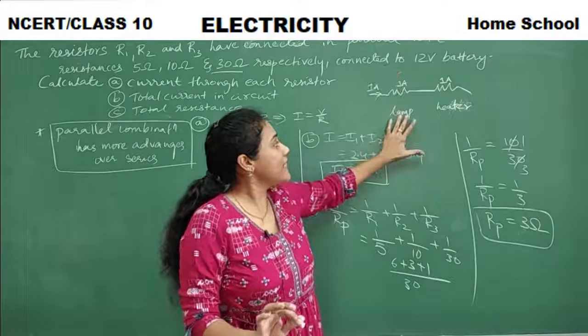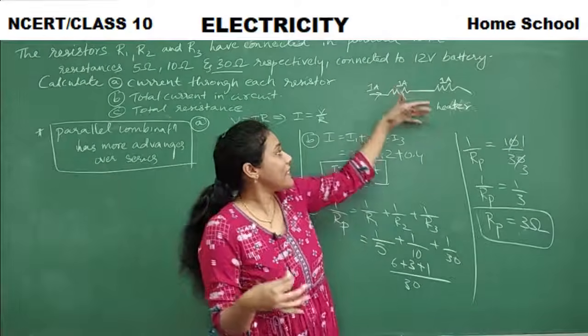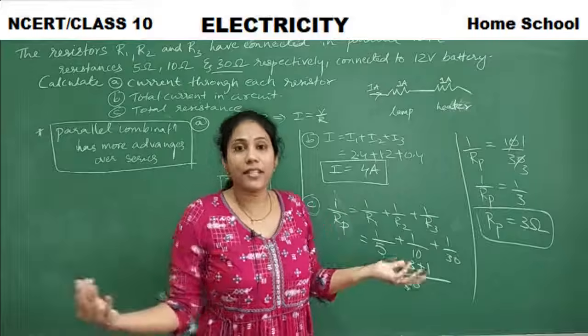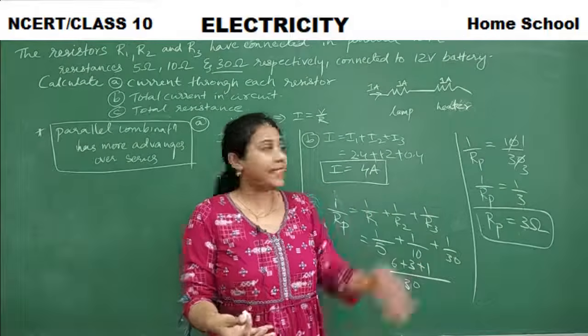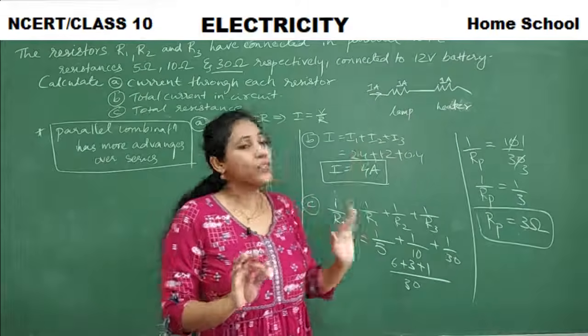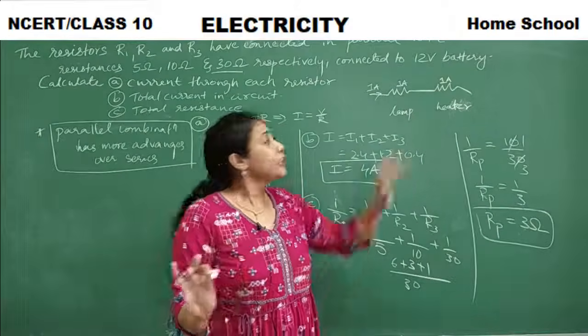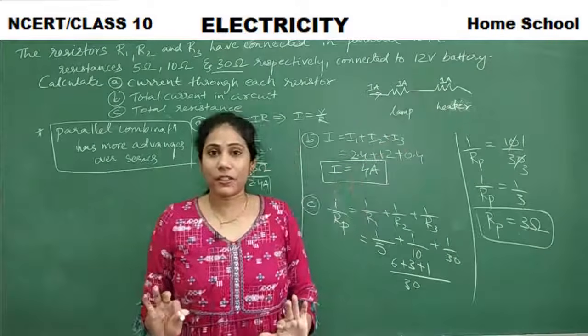The lamp requires less current, so because of the more current passing through it, the lamp may burst. Yes or no? The lamp requires very little current. The heater requires more current, but the same amount of current passes through a series. So definitely you can't connect both a lamp and a heater in a series connection.